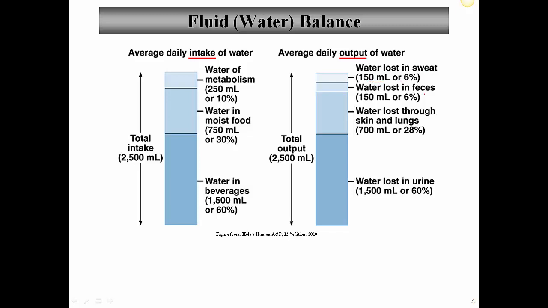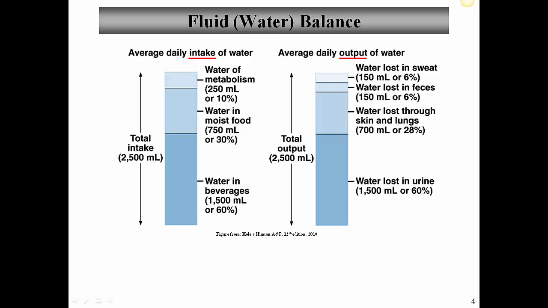We also have water that's lost in feces every day. This is about 150 milliliters. And remember, thankfully, that of the 1,500 milliliters of fluid that comes from the small intestine into the large intestine, only about 150 milliliters of that is lost as body water in the feces.